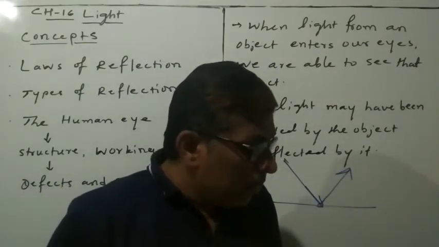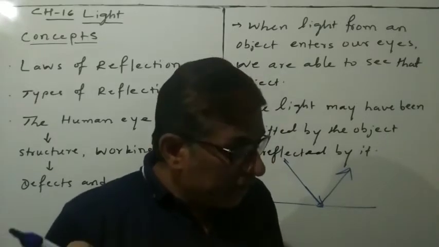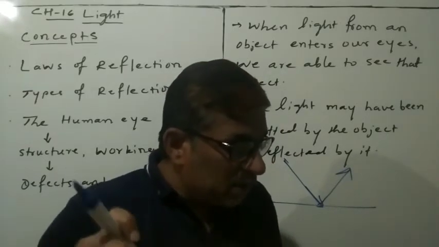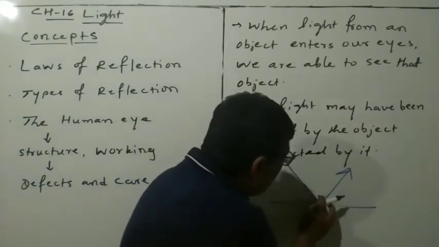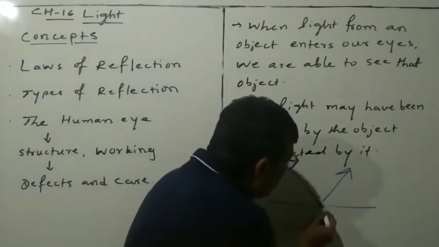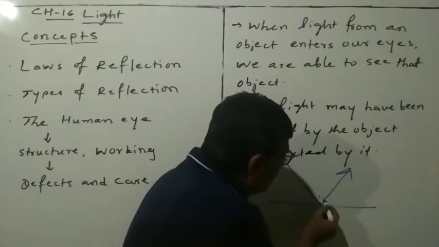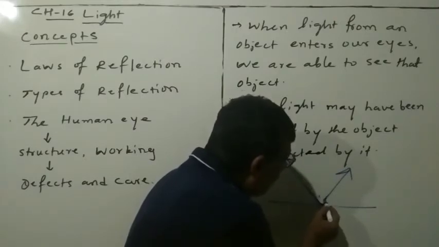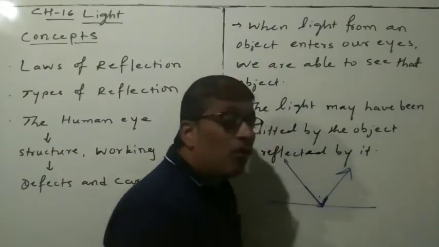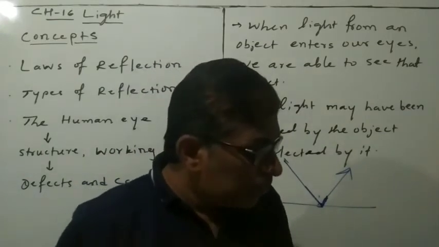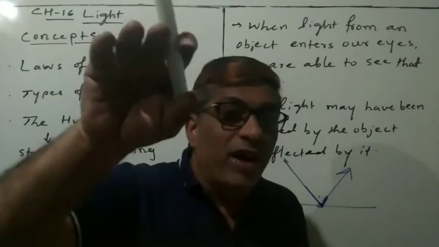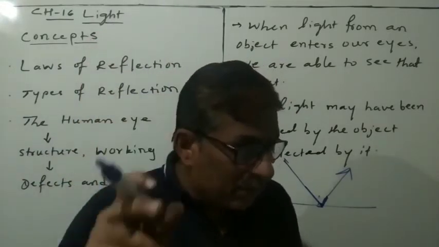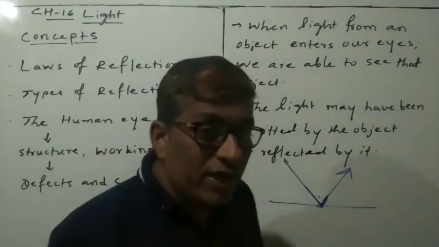The point at which the incident ray strikes the surface is called the point of incidence. So here the incident ray falls on it, and this point is called the point of incidence. The perpendicular drawn to the reflecting surface at the point of incidence is called the normal.